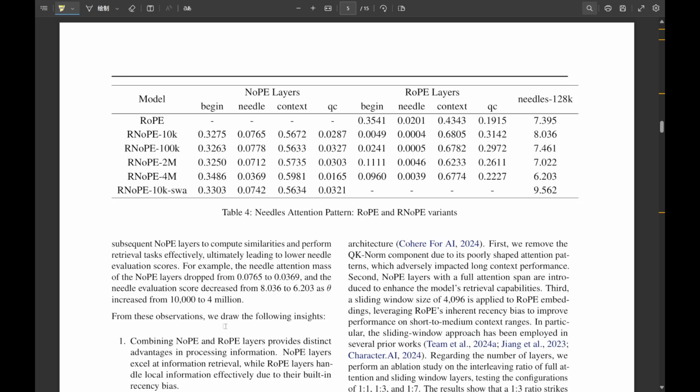It heavily preferred focusing its attention on the most recent tokens, the stuff it just read. Which is good. Great for local context, understanding the sentence right before, keeping track of a conversation flow. But less good for reaching way back into the document to grab that needle from thousands of tokens ago. Right, prefers recent history. So what about the odd one out, QK norm?